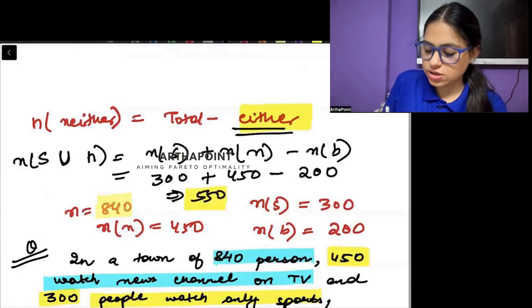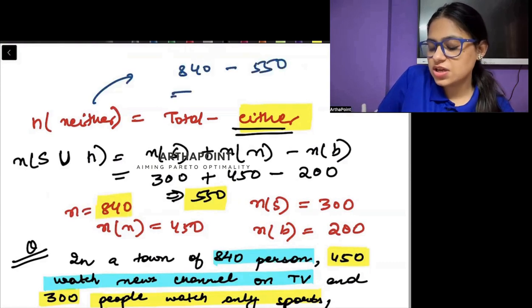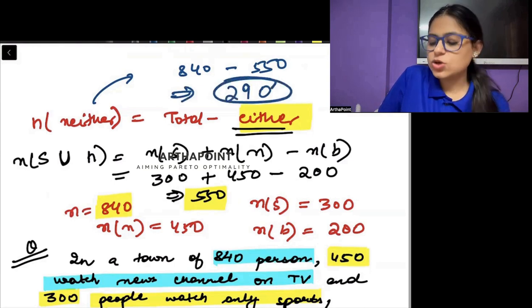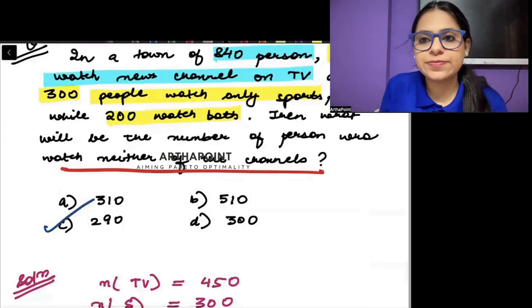And total is 840. So I will go ahead and get 840 minus 550. And this is going to give me 290. So the correct answer to this question will be 290. Right?